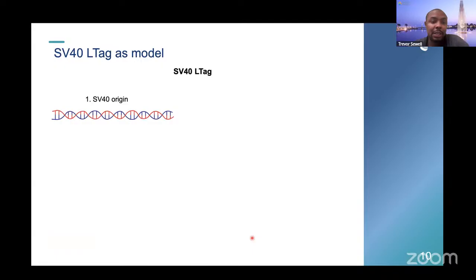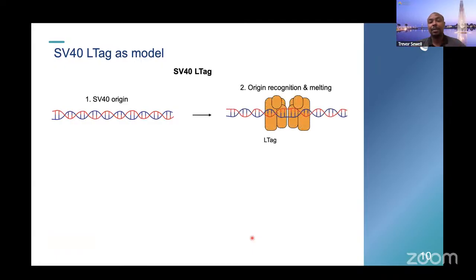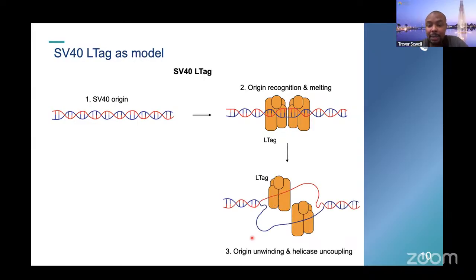Going back to the SV40 origin, you have the origin DNA, and this hexameric LTag recognizes the origin through those sequences and assembles a double hexamer, like CMG. And then this double hexamer melts the origin and establishes two opposing replication forks. And then this is where it gets interesting.